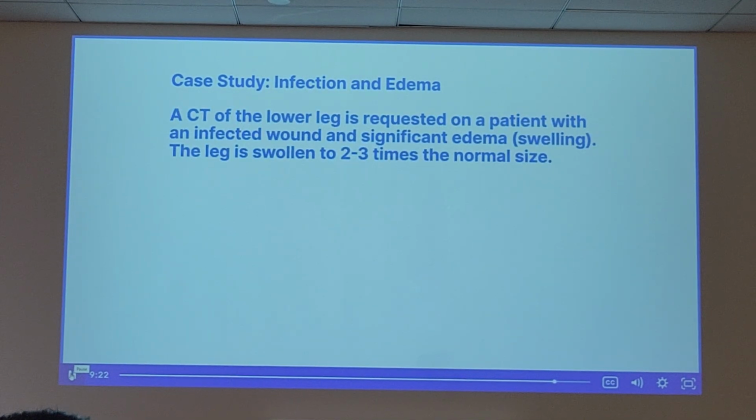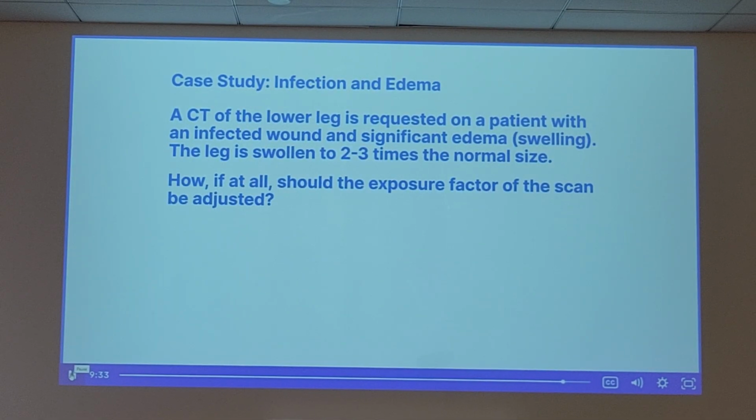Let's look at one more case study to explain how we can use this in practice. A CT of the lower leg is requested on a patient with an infected wound and significant edema, which is swelling. The leg is swollen to 2 to 3 times the normal size. How, if at all, should the exposure factors of the scan be adjusted? This particular case actually has a simple solution.